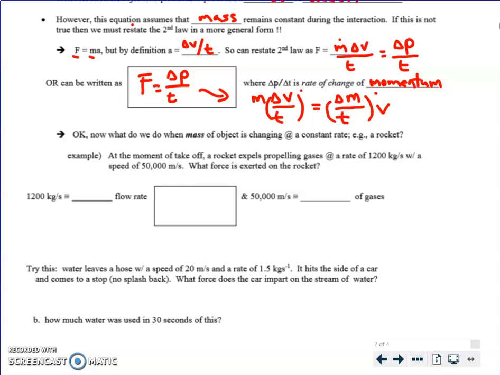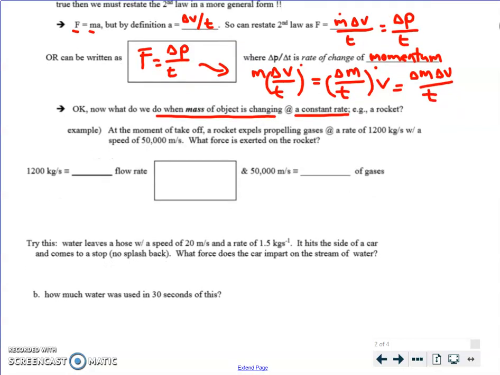These two are different versions of the same thing. And in the most general case, and we're not going to have to worry about that, you could have both changing at the same time, and that's more complicated. That requires calculus to solve. So now what we do is consider when the mass of the object is changing at a constant rate. In other words, a rocket. So let's finish up with a problem like that.